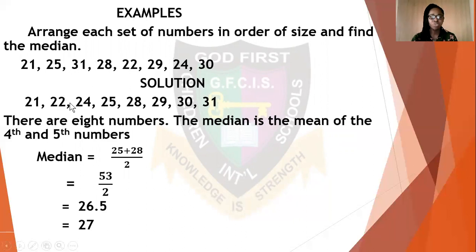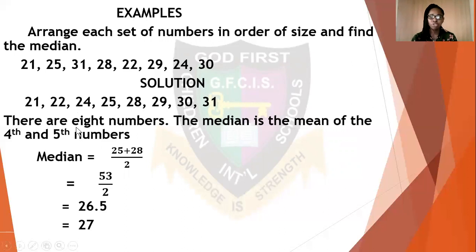From the front, 22 is the second number. From the back, 30 is the second number. Also, 24 is the third, and 29 is the third. So we are left with two numbers, which are 25 and 28, as the middle numbers. For us to get the exact middle number, we need to sum them together. 25 plus 28 to get the mean value, which is 25 plus 28 divided by 2.